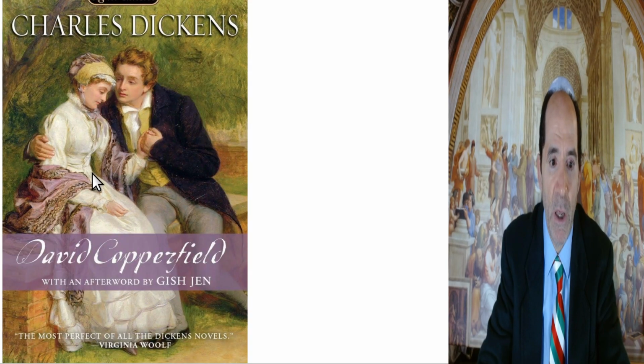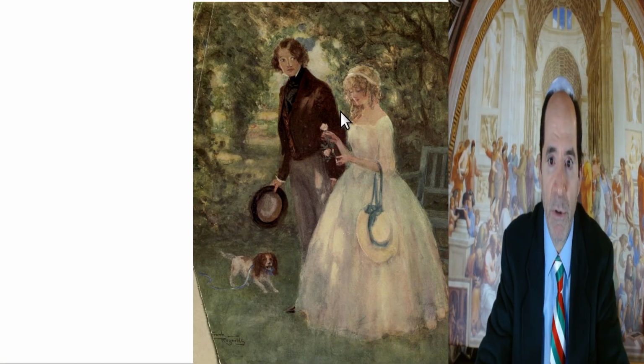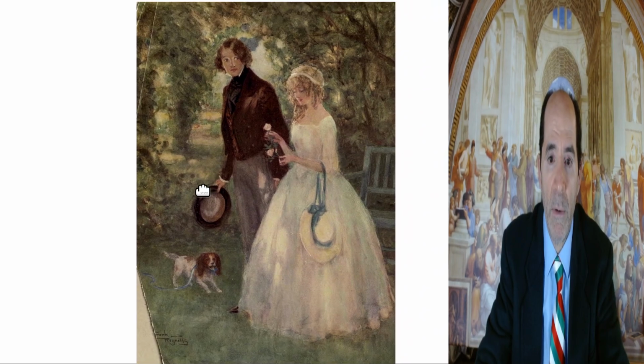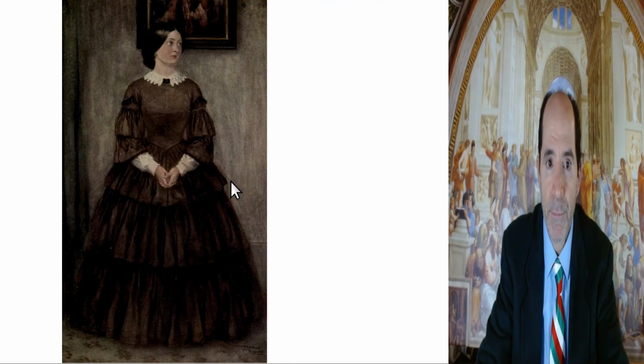Here's David's first love, his first wife, Dora, and she's very nice, and he loves her. But she's very frail, and she actually gets sick and dies. Here's another picture of David with Dora. And he loves her, and they were both happy, but she got sick and she died. David goes away for a while to Europe. He comes back, and then he falls in love with Agnes, and they get married, and that's how it ends, sort of happily ever after.